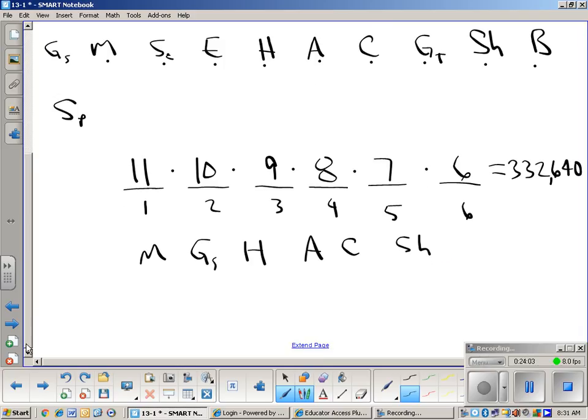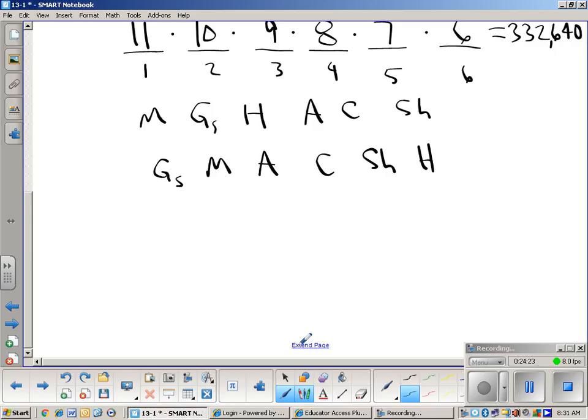What if I didn't like that arrangement? What if I chose gym strength, math, art, culinary, shop, history? Okay? Is there a different arrangement? Yes, it is, isn't it? Are they the same books? Okay? They are the same books. What we're getting at here is they're in a different order, aren't they? So the question is, does order matter?